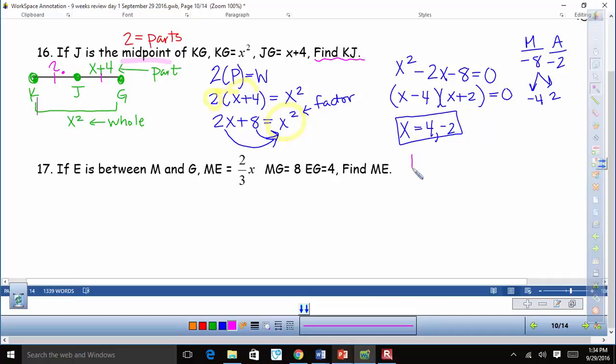So since KJ is equal to JG, we can just plug in for JG, which is x plus 4. So if I plug in a positive 4 here, what would it give me for KJ? 8. If I plug in a negative 2 here, what would it give me for KJ? 2. Okay, questions there? Are y'all remembering this? Yes.